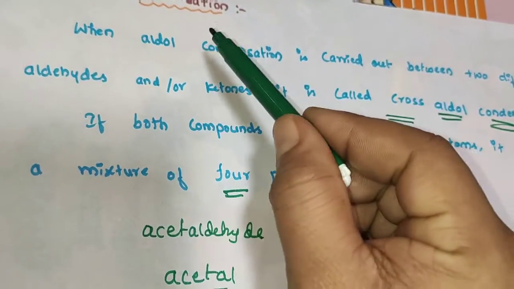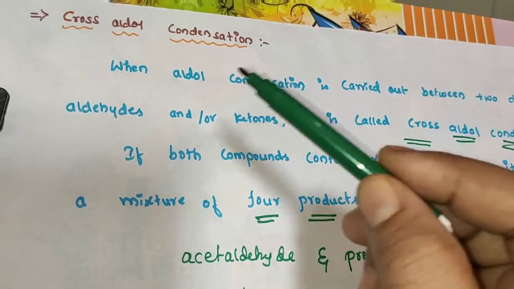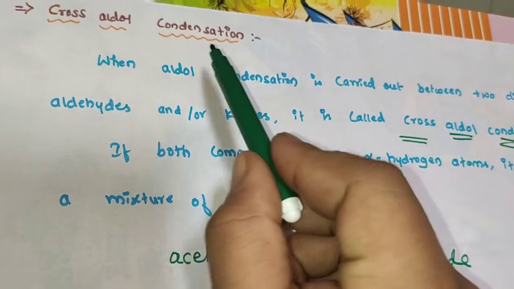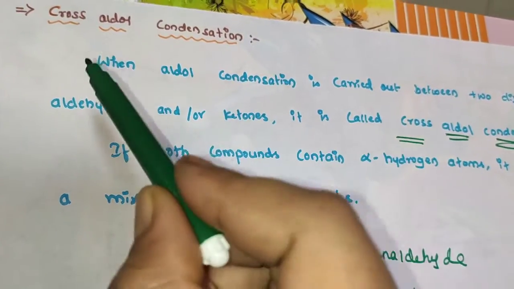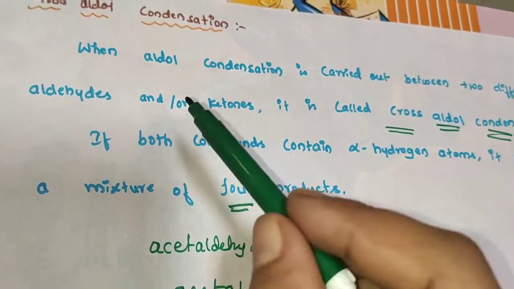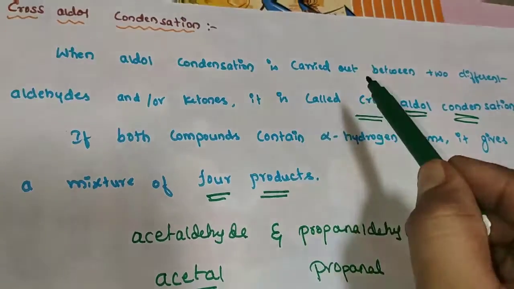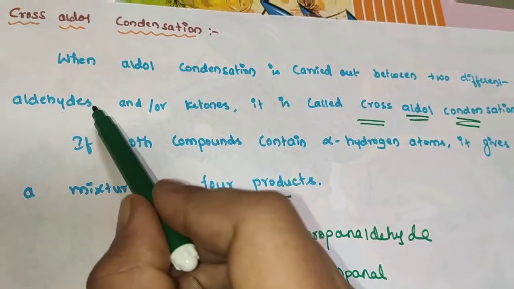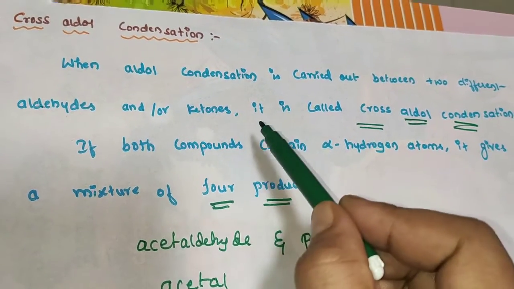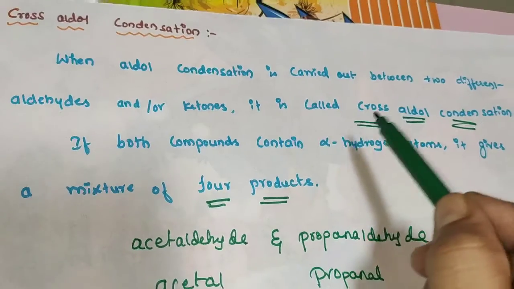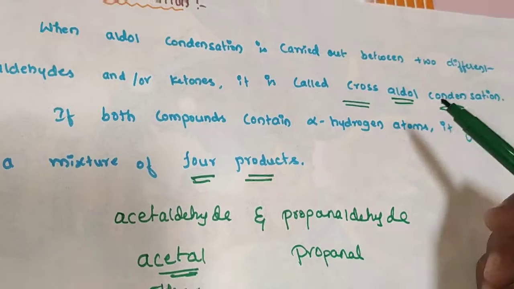In this video I will explain cross aldol condensation. We already have an idea about aldol condensation. Now let us learn what cross aldol condensation is. When aldol condensation is carried out between two different types of aldehydes or ketones, such a reaction is known as cross aldol condensation.